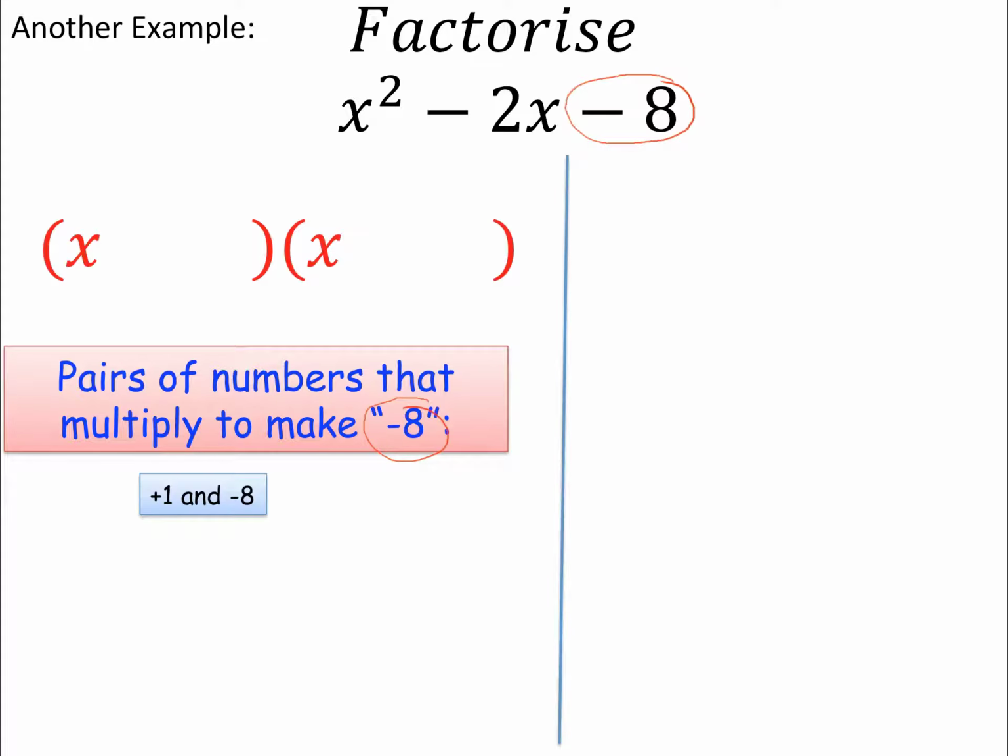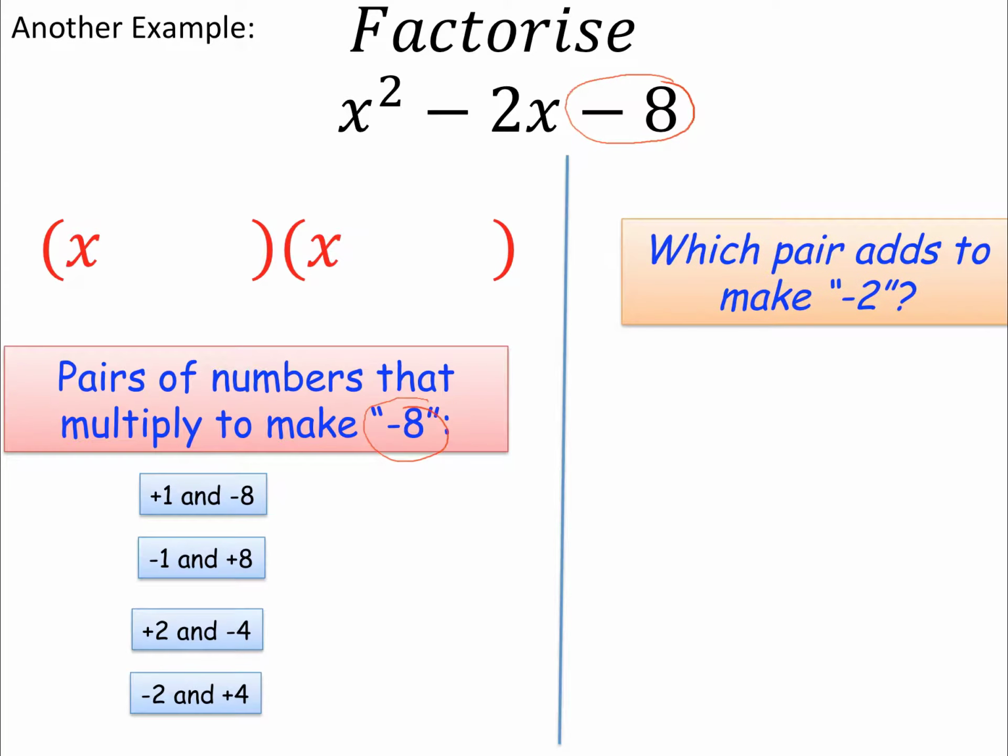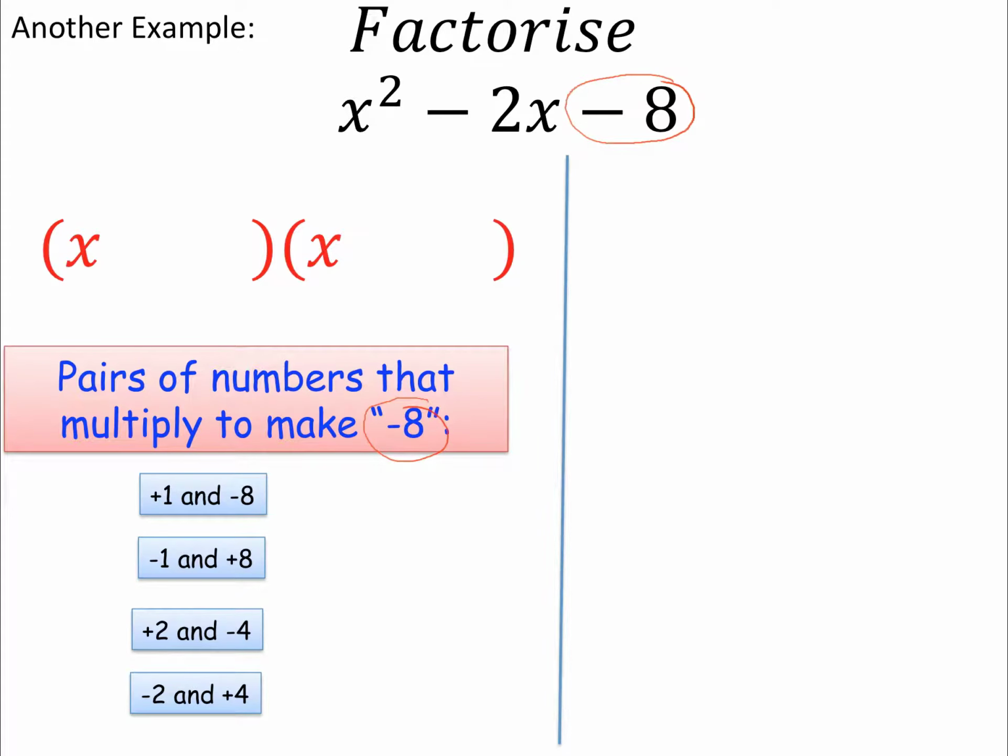So the first pair is what? Positive 1 and minus 8. When you multiply these two, they give you minus 8. Minus 1 and what? Positive 8. When you multiply them, they give you minus 8. Positive 2 and minus 4. When you multiply this, it gives you a minus 8. And then minus 2 and plus 4 gives you what? A minus 8 too.